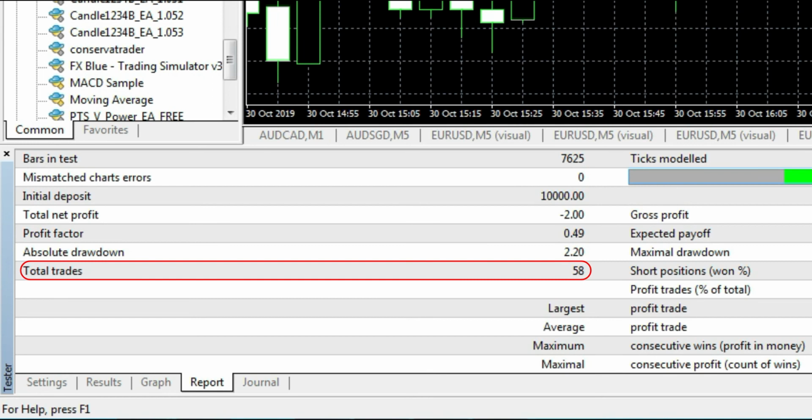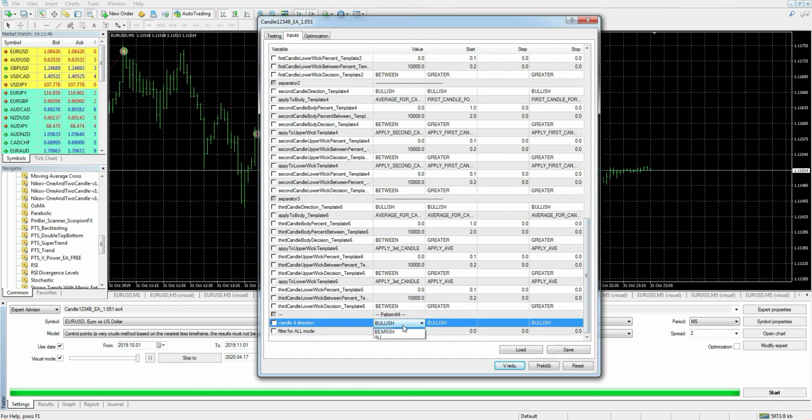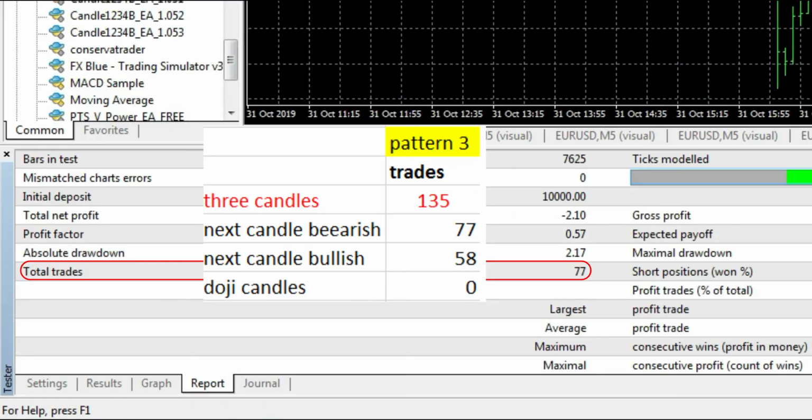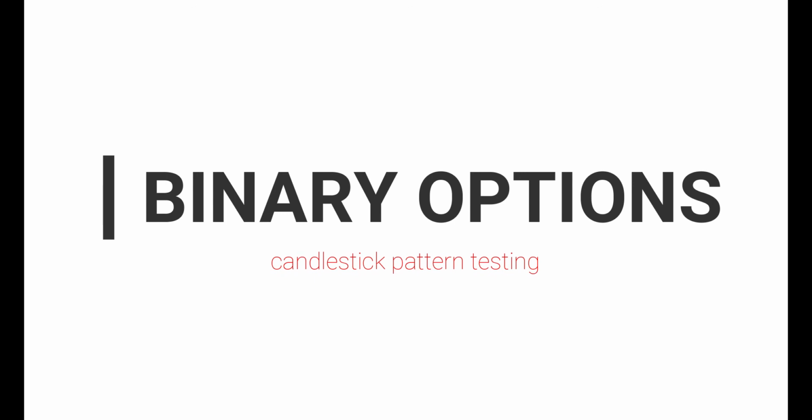And here is the final result of our binary options testing. For bullish direction we got 58 wins out of 135. If we choose bearish for the 4th candle, we get 77 trades out of 135. With 58 bullish, that means 0 dojis. And that's it. With this expert advisor, you can test binary options as well. I hope it will be useful for you.